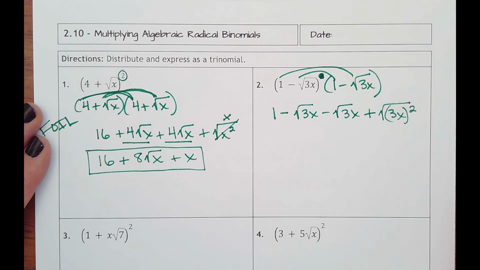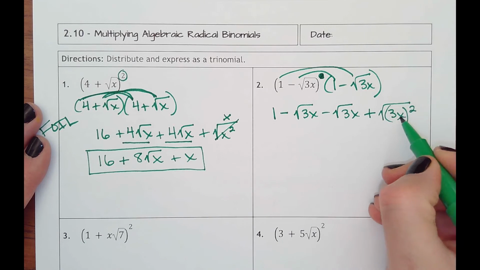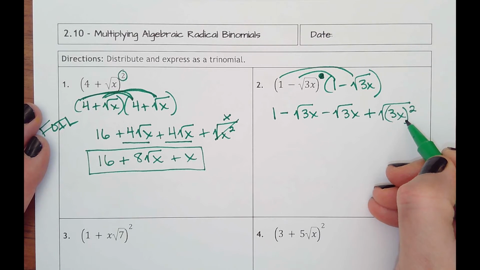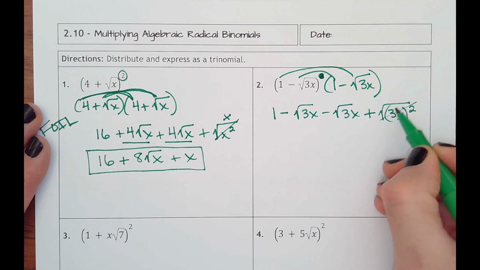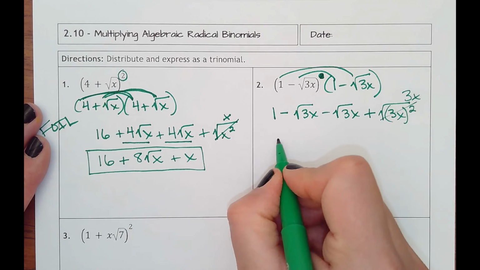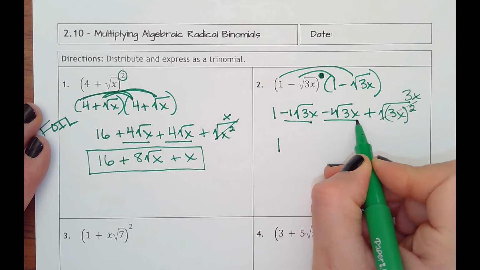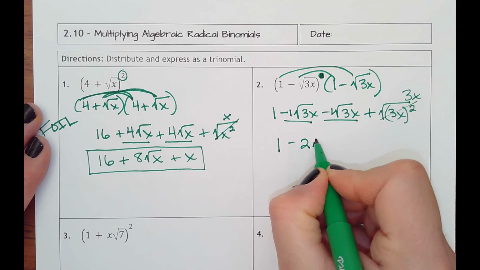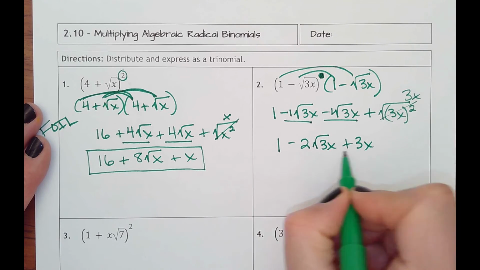But what I get to doing is just knowing that if I have something times itself under radical, it's just going to be that inner part, the 3x. So will these cancel each other out? This is really just 3x. So it's 1. I have negative 1 minus 1, which is negative 2 square roots of 3x plus just normal 3x. And that's it.